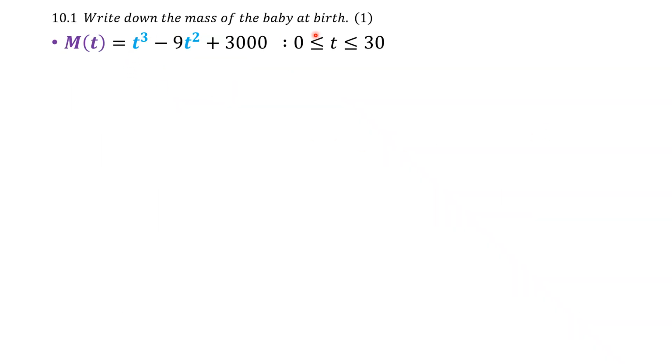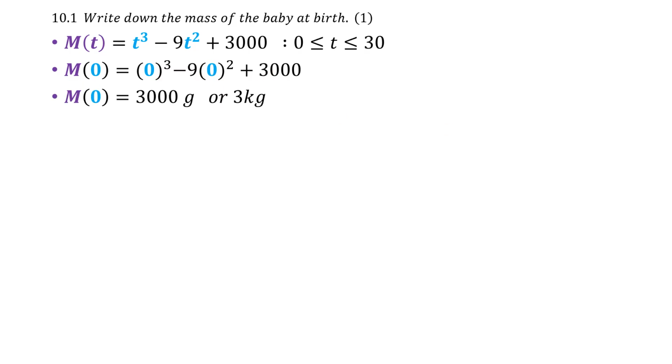Write down the mass of the baby at birth. So m(t). When you are born, time is 0, right? So if I substitute 0 in there, m(0) is 0 cubed minus 9 times 0 squared plus 3000, that's 0 minus 0 is 0. So at birth, the baby is 3000 grams. If we divide by 1000, that gives me 3 kgs. So when the baby was born, the baby's mass was 3 kgs.